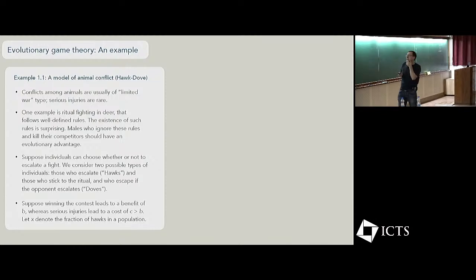So in this case, I assume that if I win the contest, I get a benefit B, but if I get injured, I have a cost of C. We assume that the cost here is actually higher than the benefit. And let X denote the fraction of hawks in the population. And we assume that if we both fight, we are equally strong, so then there's a half-half chance of winning this fight.